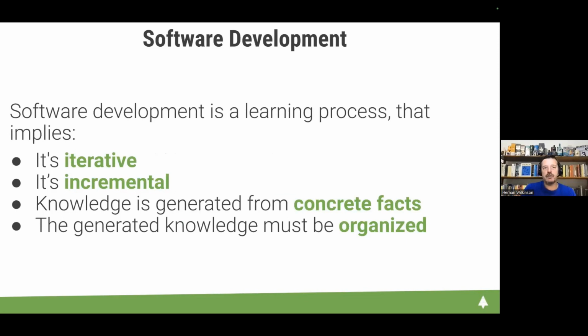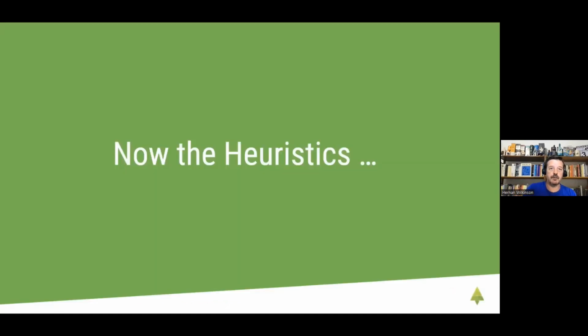So, in summary, software development is an iterative and incremental process. We organize our knowledge in different ways, and we also create knowledge based on concrete facts, and from the facts we go to generalizations and so on. I'm not going to talk about these last two things, but just to give you an idea of what we think about software development. So, now the heuristics. I don't know if there is a question.